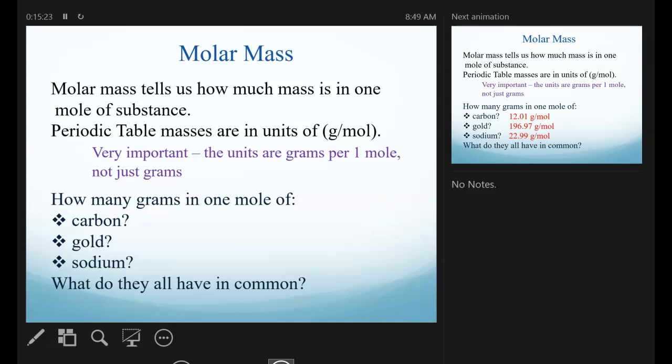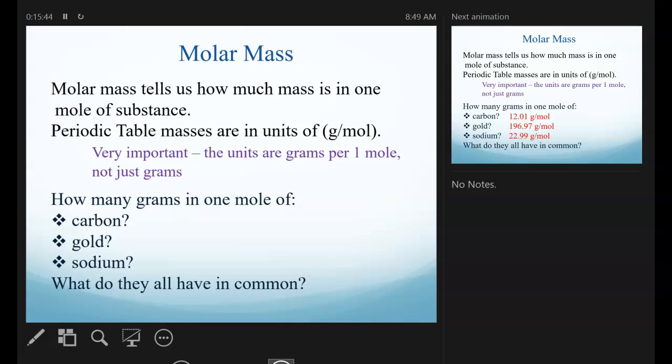Did everyone get one periodic table at least you can share? Yeah? We're good? Okay. Now, how many grams are in 1 mole of carbon? 12.01. Yes, everyone agrees with that? Yes. Beautiful. How many grams are in 1 mole of gold?